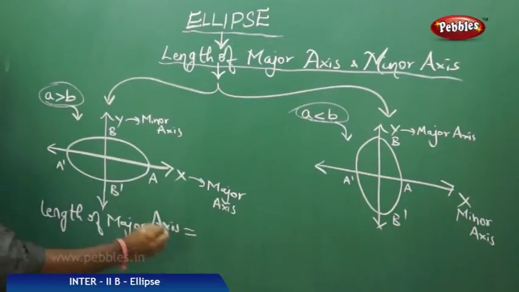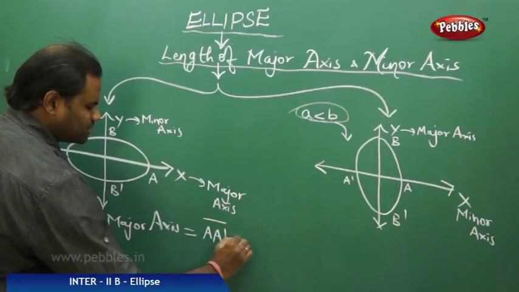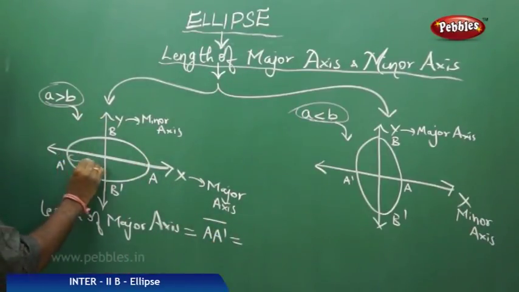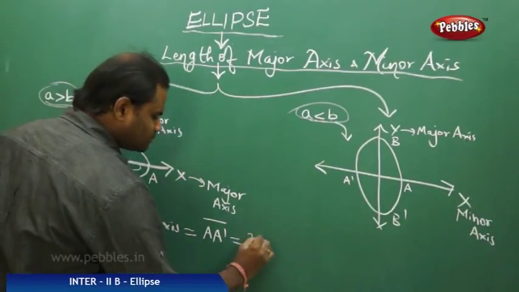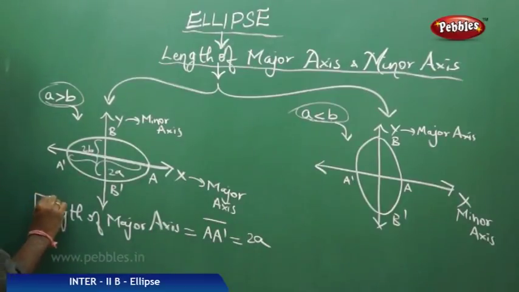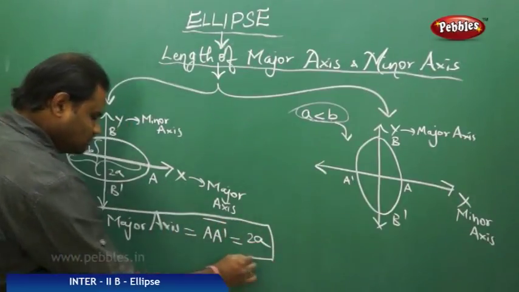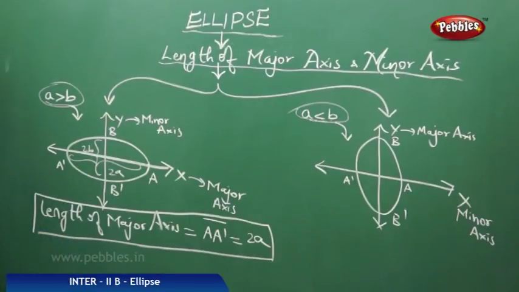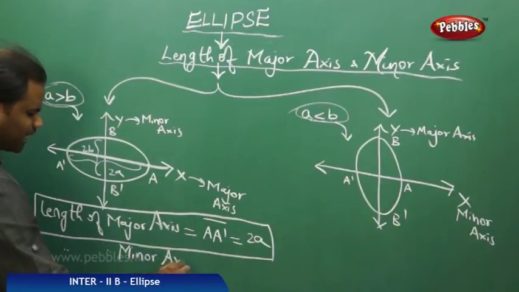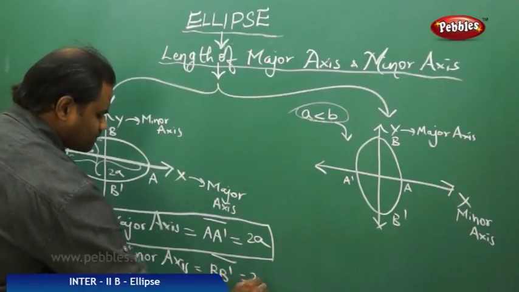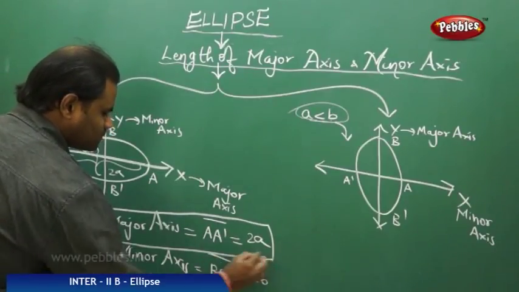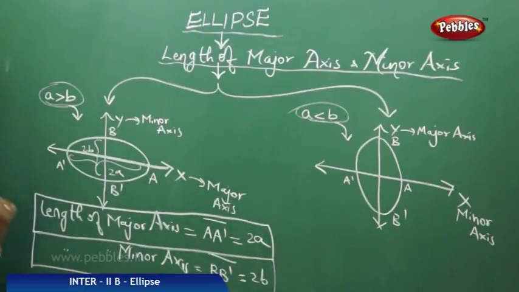So in this case of major axis, we have the length of major axis, which is given by the length of A A dash, that is nothing but 2a, and this is 2b. The length of major axis is 2a, and length of minor axis is B B dash, which is 2b. This is what we get as major axis and minor axis.